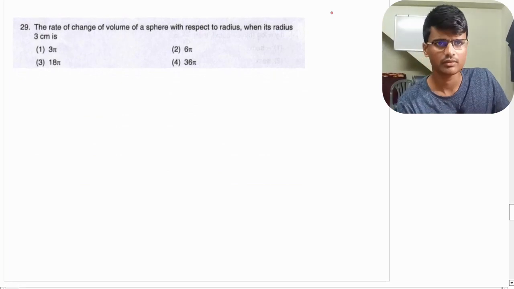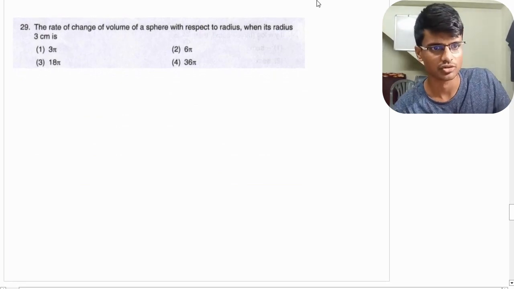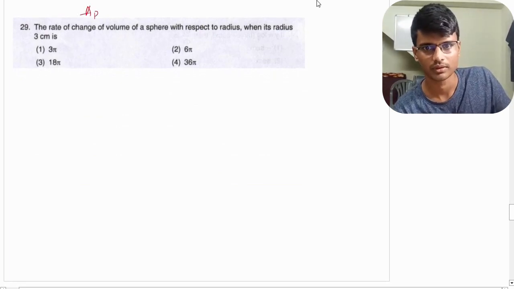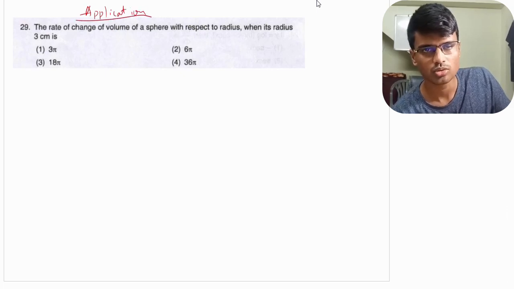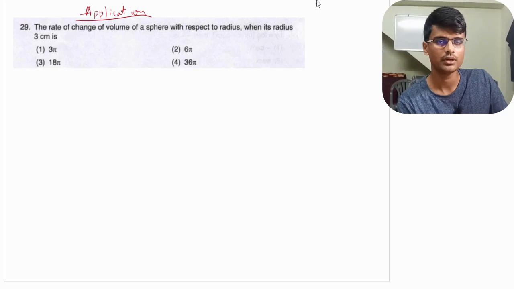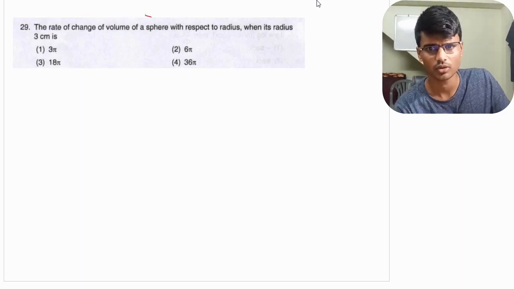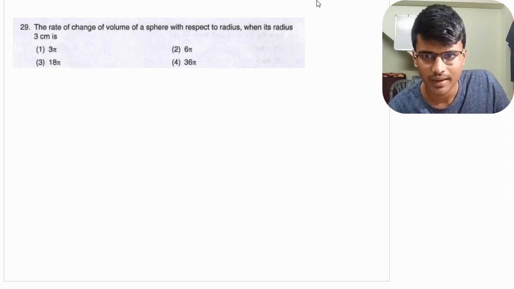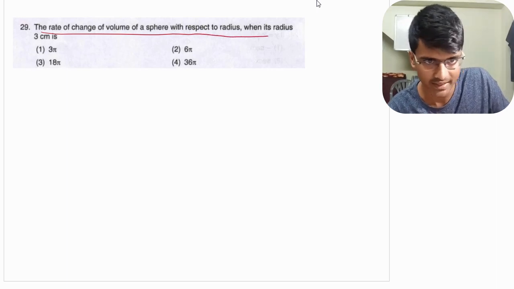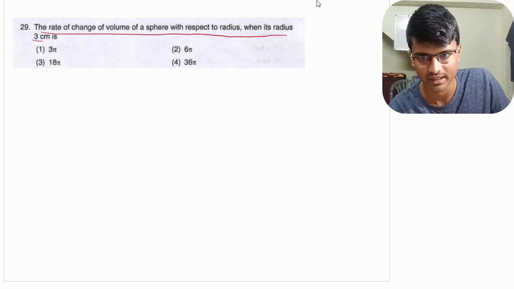This is actually a different topic, that is application of derivatives. So how to solve this kind of question? Our objective is to solve the questions in the exam, so I'll be quickly giving you how to solve that. Let's first read the question. The rate of change of volume of a sphere with respect to its radius when its radius is 3 centimeter.